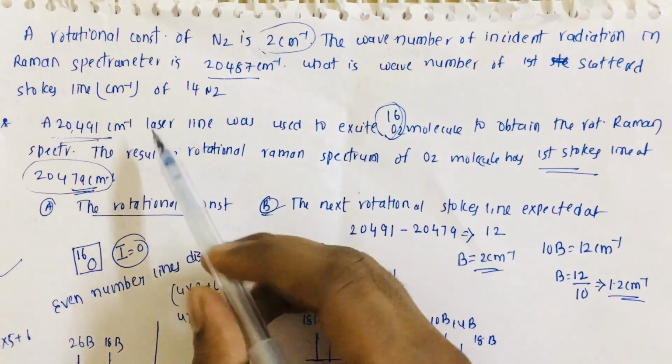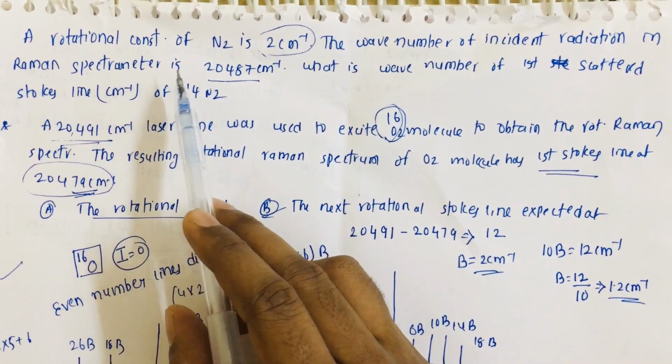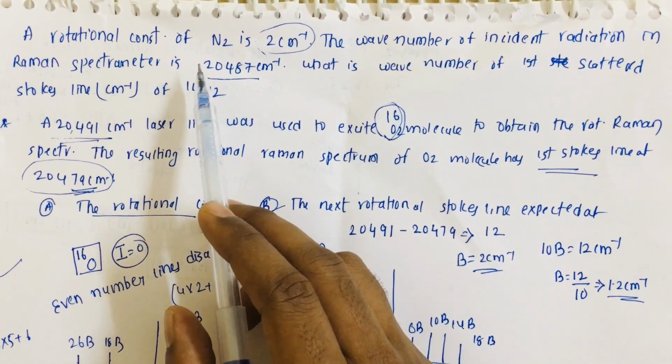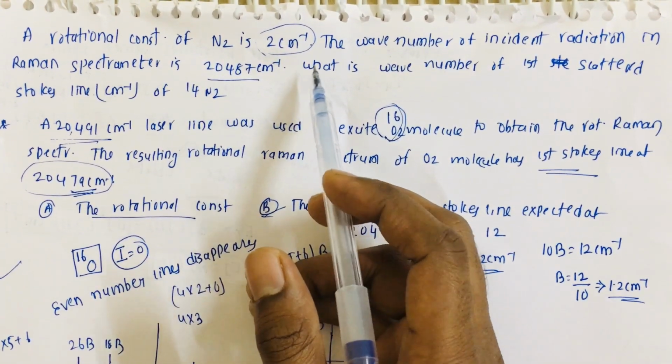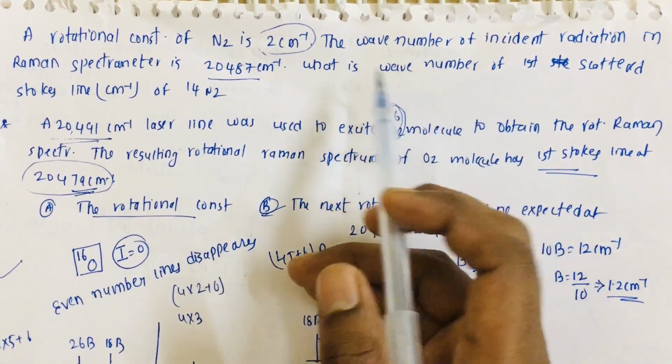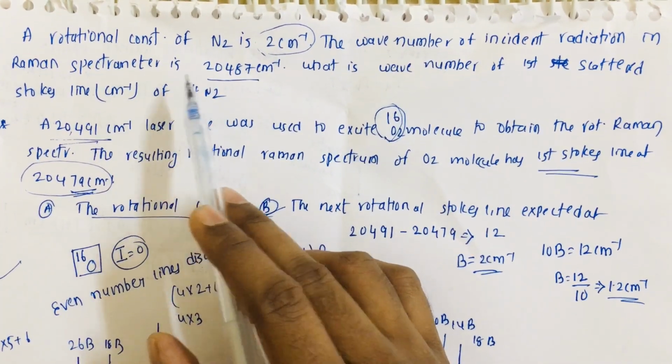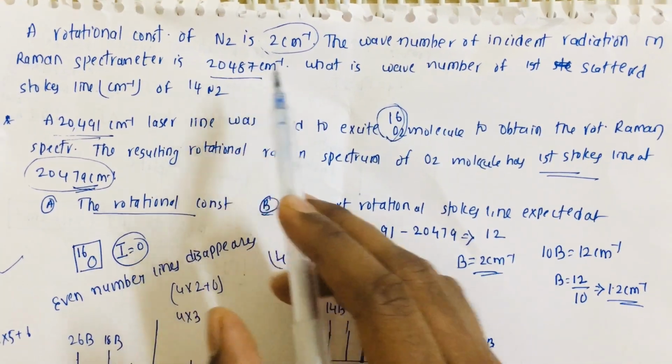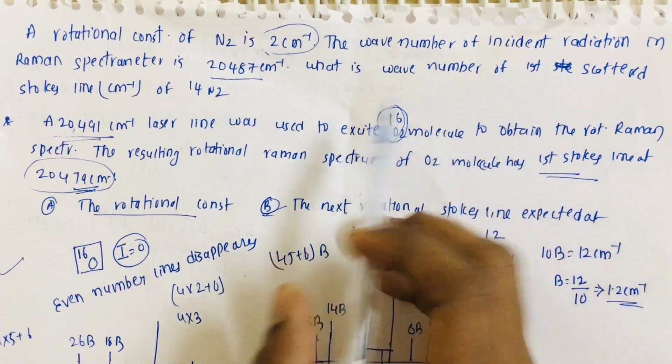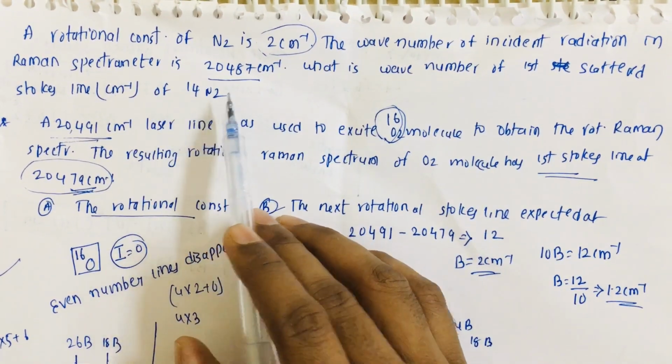So here we have a few problems. The rotational constant of N2 is 2 centimeter inverse. The wave number of the incident radiation in the Raman spectrometer is 20487. What is the wave number of the first scattered Stokes line of 14N2?